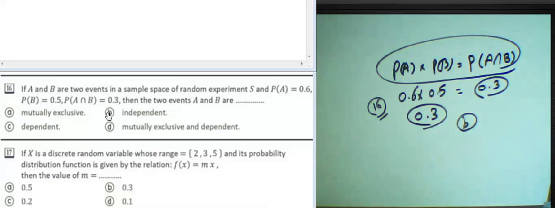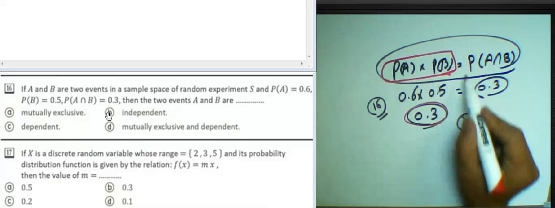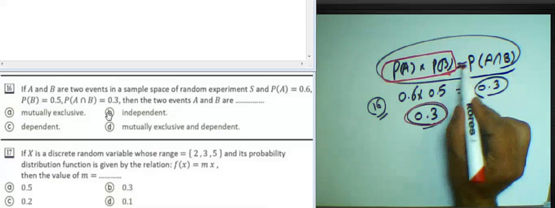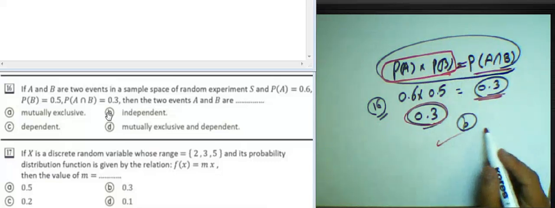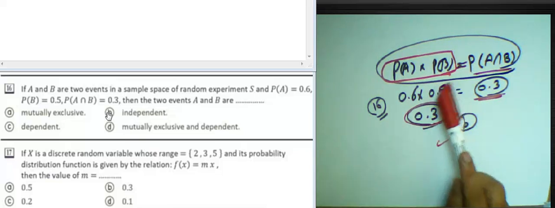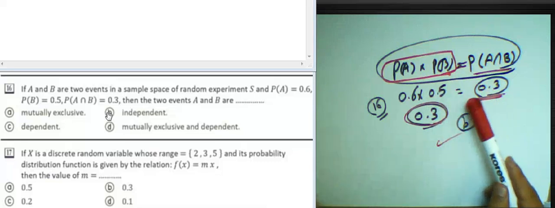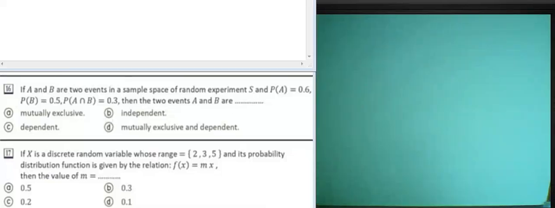Understood? Again, in this example, we must get the result of the probability of A times the probability of B. The result will be 0.3. It's equal to the probability of the intersection of A and B, which is 0.3. So we must choose letter B, independent. The relation between A and B will be independent. But if the result is not equal to 0.3, you must choose dependent. Okay. Look at question 17.